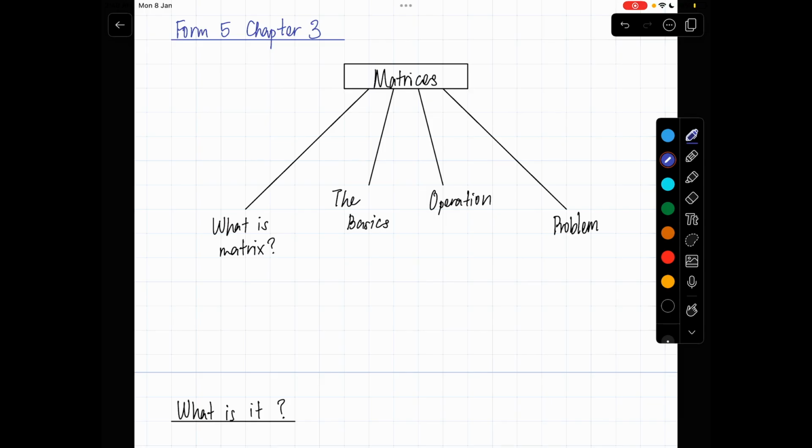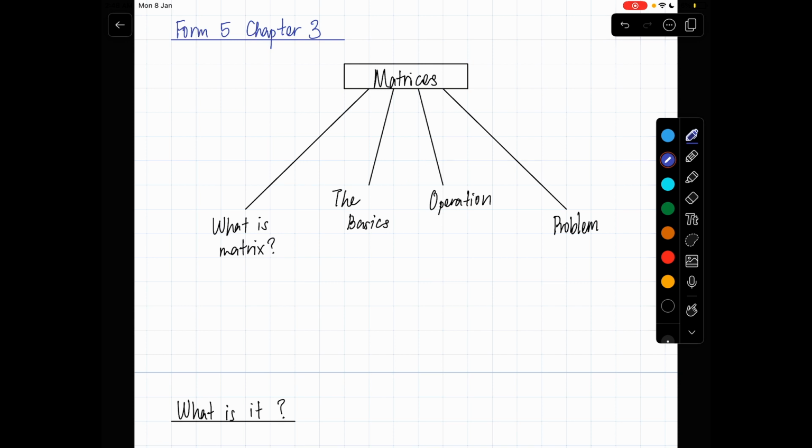For matrices, I have separated the videos into 4 different parts. Firstly, what is matrix? Second one is the basics, operation, and problem. These are 4 parts of this chapter that we will be covering in a 3-part series. There will be 3 videos, so make sure you watch them one by one to get a full understanding on how to approach this topic.